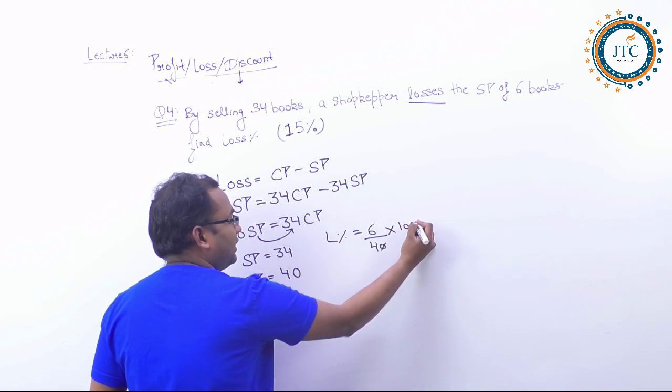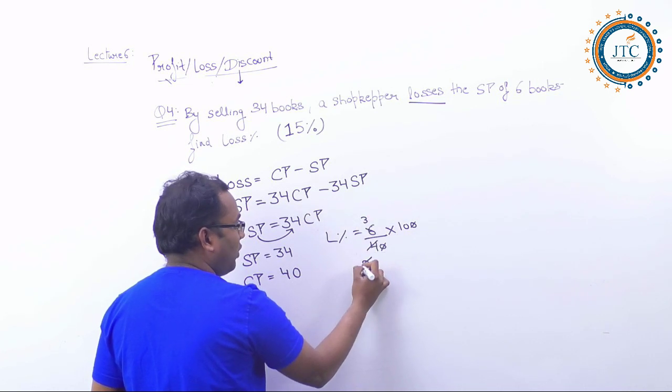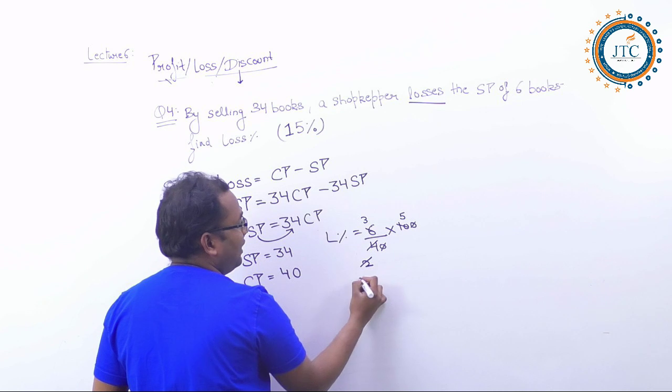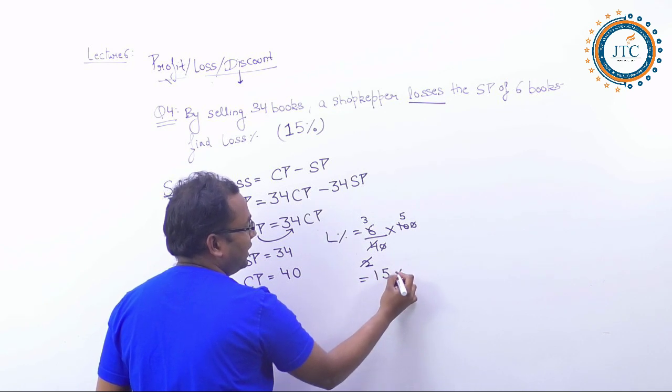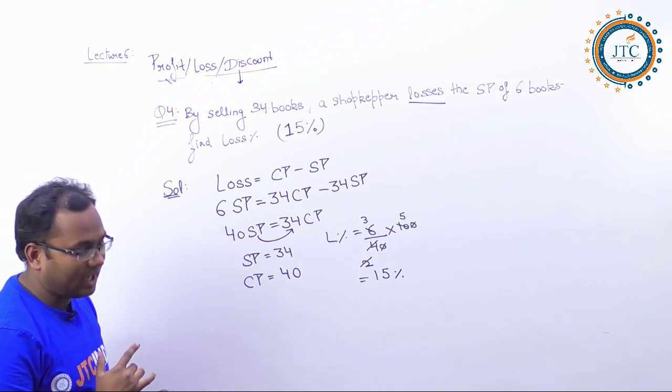So this is to be cancelled out, 3, 2, 1 or 5. So the value of loss percent comes out to be 15%. So loss percent is equal to 15%. Any doubt?